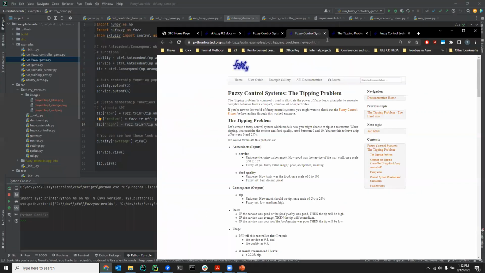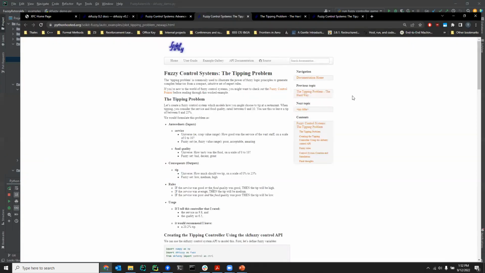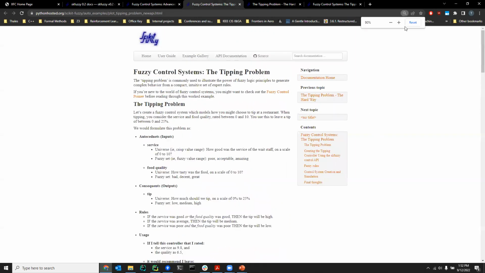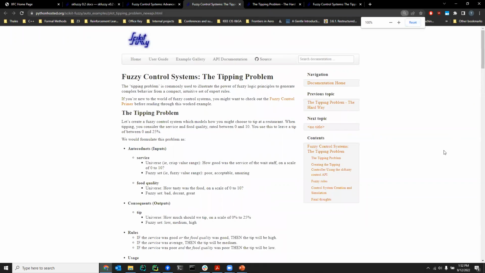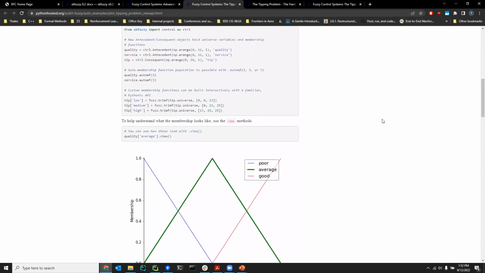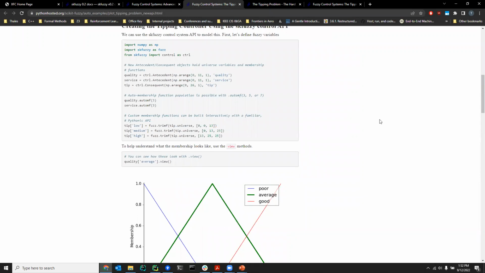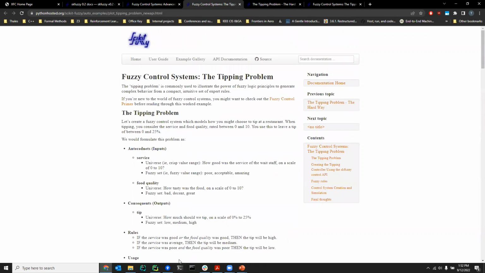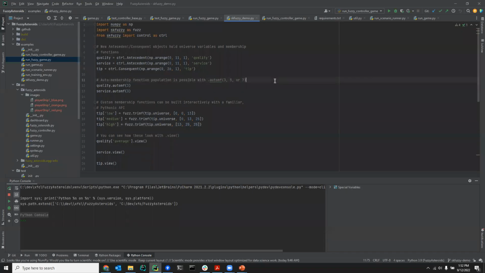The tipper example goes through the creation of a FIS for determining how much you should tip at a restaurant based on service and food quality. This is a pretty classic fuzzy example. The MATLAB toolbox has a similar example if you look it up. However, we're going to look at implementing this in Python and then how we can do that with Asteroid Smasher as well. So instead of going through the example on the website, I've already got this in Python, so let's take a look at it.